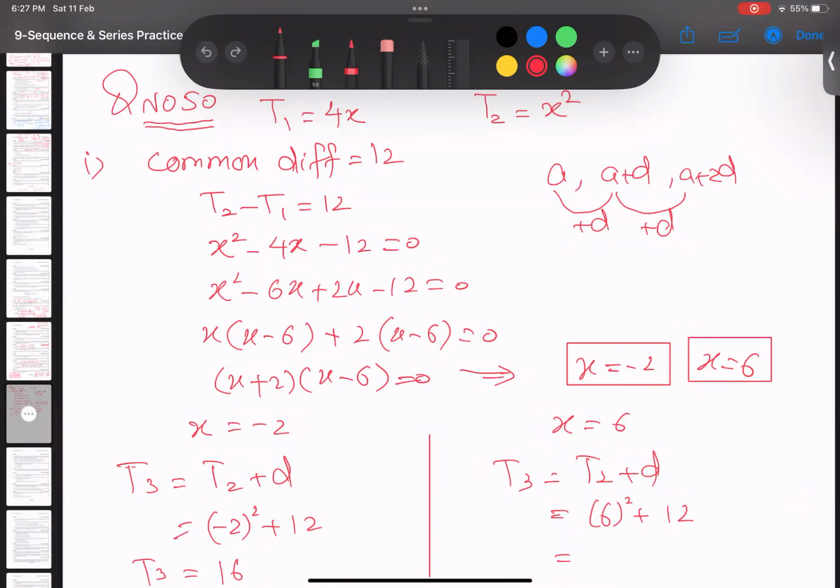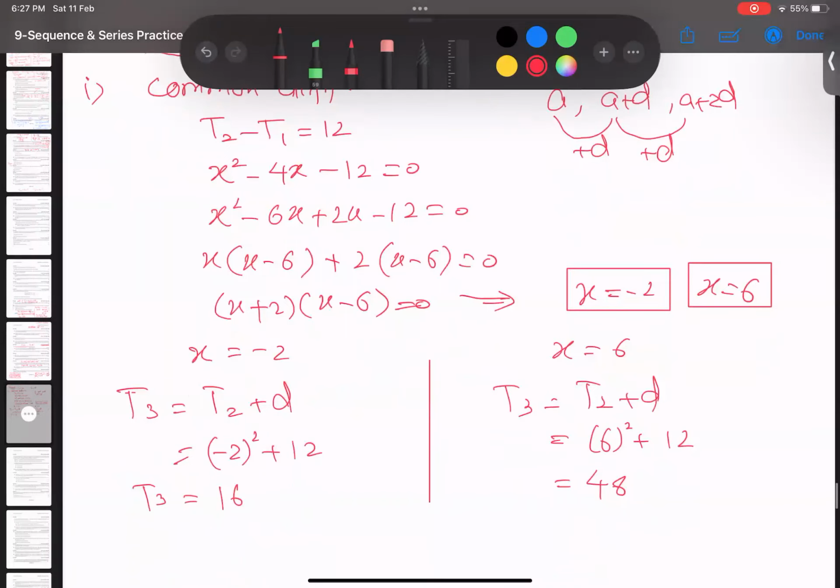I hope the first point is very clear. We have done the first part, where he was asking us to find the third term. Let's talk about the next part.